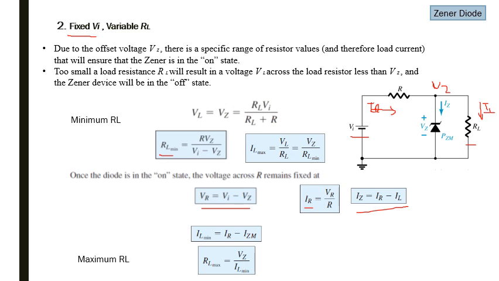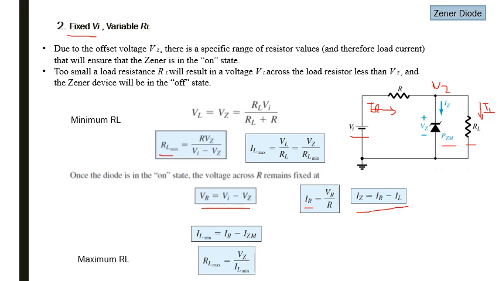Now to find the maximum value of RL, which actually turns on this diode and which does not violate the PG maximum condition. The PG maximum condition means that this Zener diode should not dissipate power more than this value. In other words, we cannot allow current Ig which is greater than Ig maximum. If that happens, this diode gets damaged or burned.